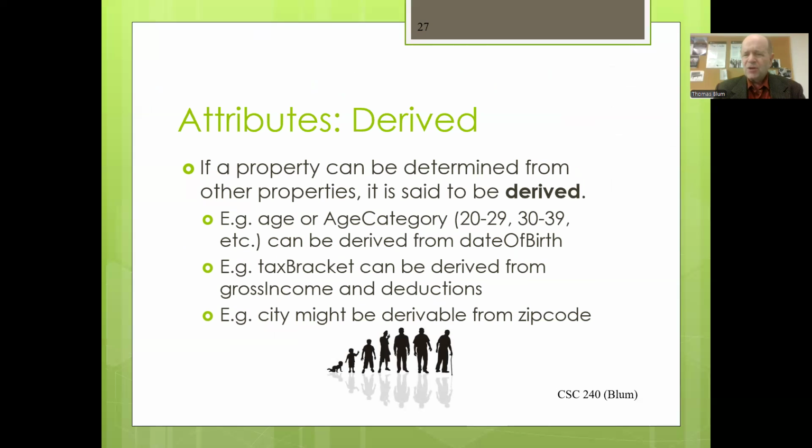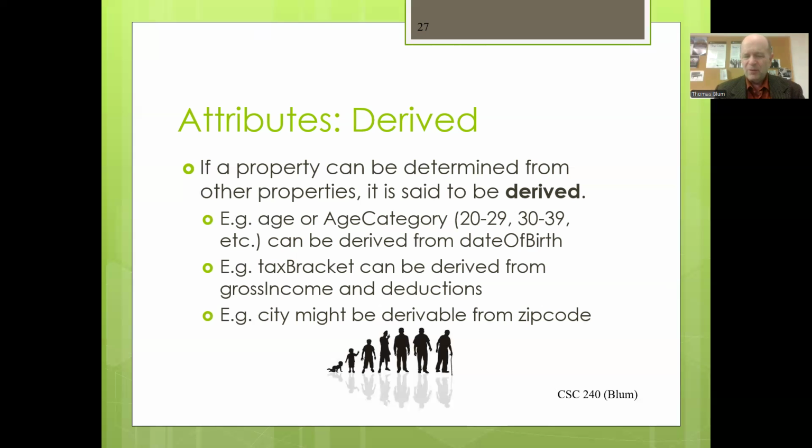Some attributes are said to be derived. So if you have the date of birth captured, then you don't need to also store their age, you can derive their age. Or you can determine their age category or what have you. If you need to know somebody's tax bracket, you can sort of figure it out if you know the zip code.